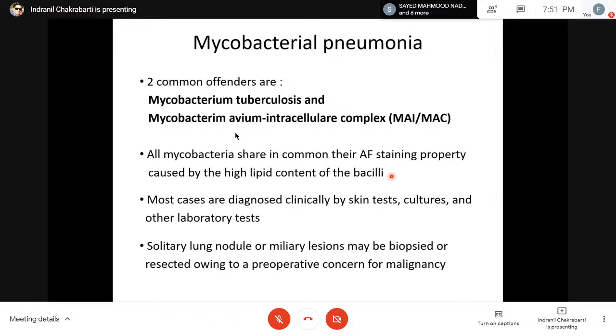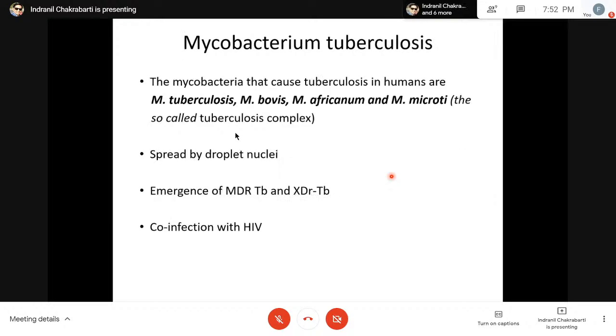So most cases are diagnosed clinically by skin tests, cultures, or other laboratory tests, but a solitary lung nodule or miliary lesions may be biopsied or resected owing to preoperative concern for malignancies. So the mycobacteria that cause tuberculosis in humans include Mycobacterium tuberculosis, which is the major pathogen, Mycobacterium bovis, which is now much rarer, Mycobacterium africanum, which has properties in between tuberculosis and bovis, and Mycobacterium microti, which commonly affects voles and is used mainly for vaccines. So these four together constitute the tuberculosis complex.